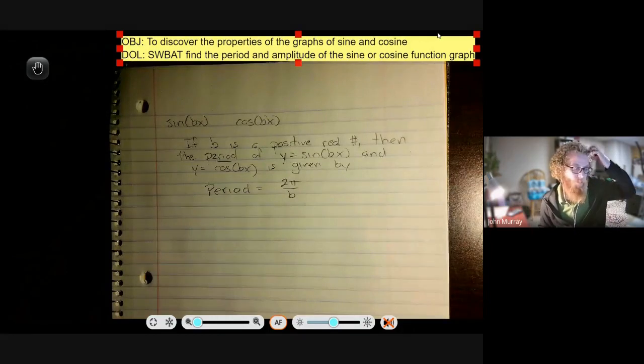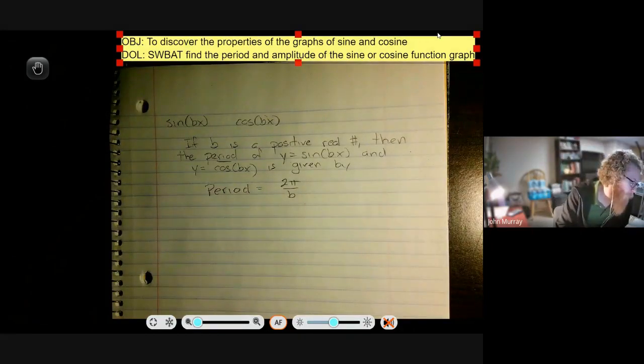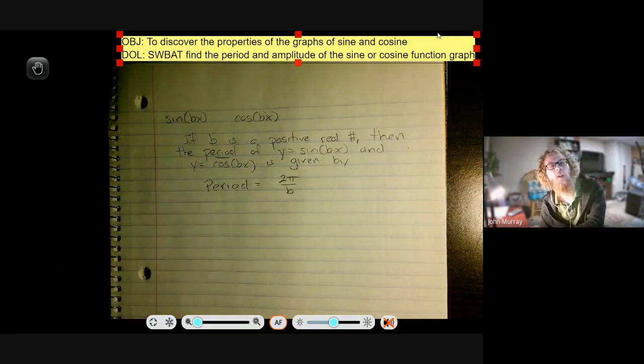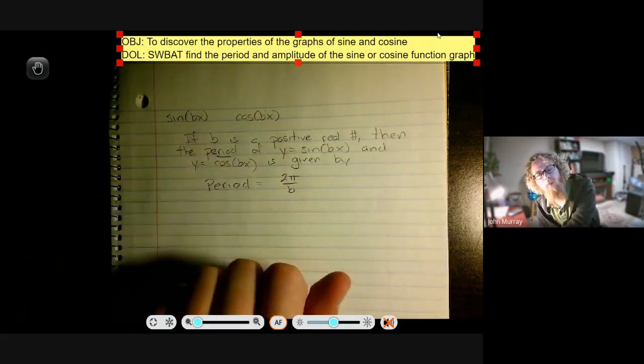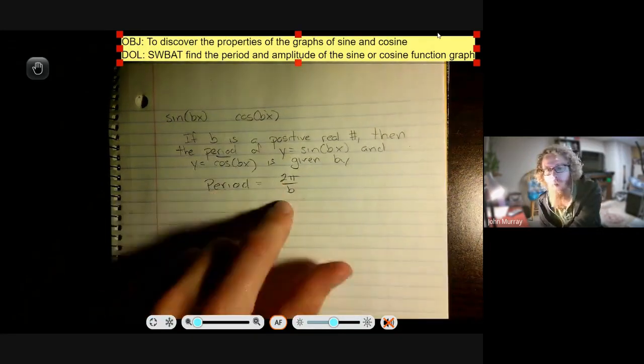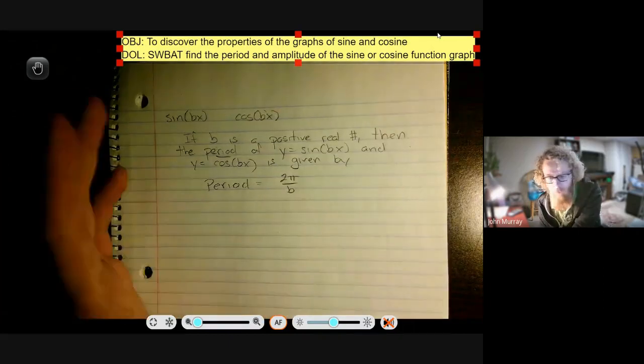The term b here helps us determine what the period is. The b doesn't tell us what the period is directly, but we can use the b there to help us find the period. Now, normally, what we've seen, b is 1, right? Which means if I plug it into here, 2 pi over 1, our period is 2 pi.